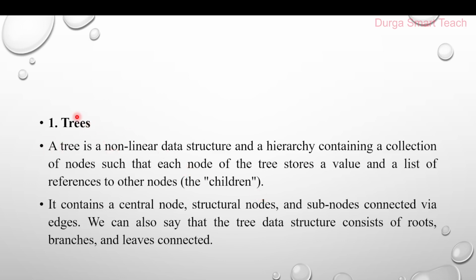The data in a tree is stored hierarchically, containing a collection of nodes such that each node of the tree stores a value and a list of references to nodes, meaning child nodes. The tree starts from the root node. The root node contains many other nodes. It contains a central node, that node is known as root node. Structural nodes and subnodes are connected via edges. We can also say the tree data structure consists of roots, branches, and leaves connected.